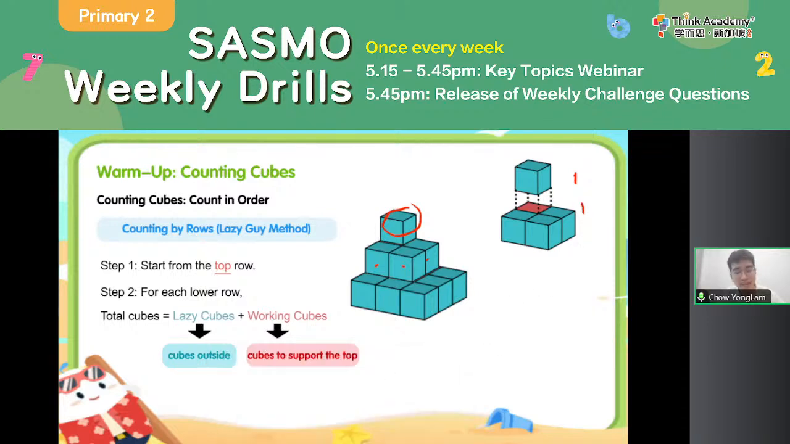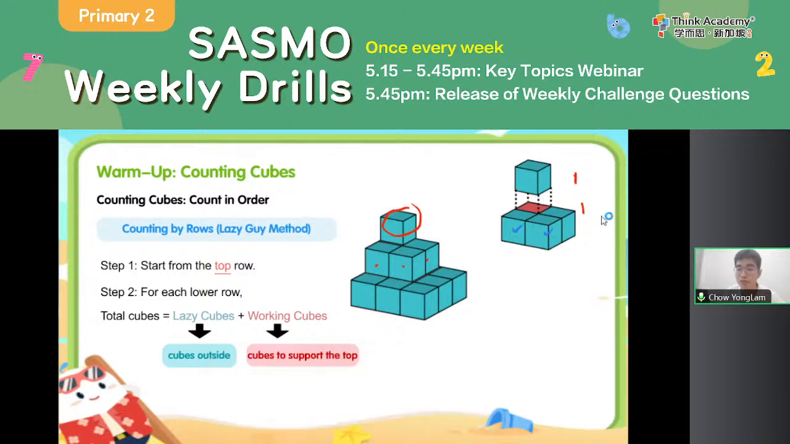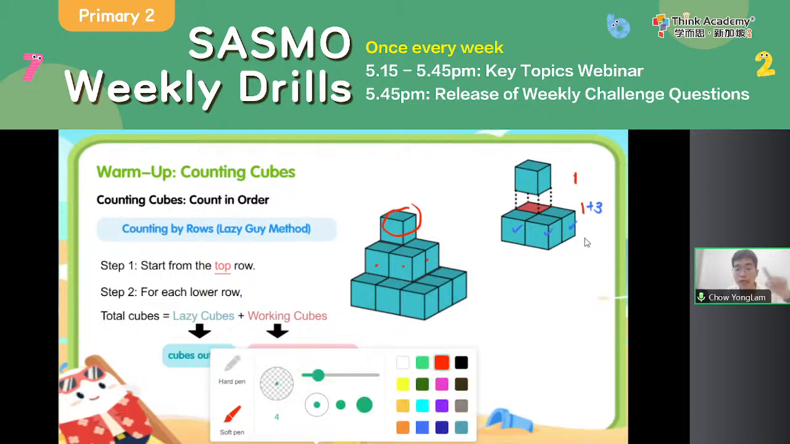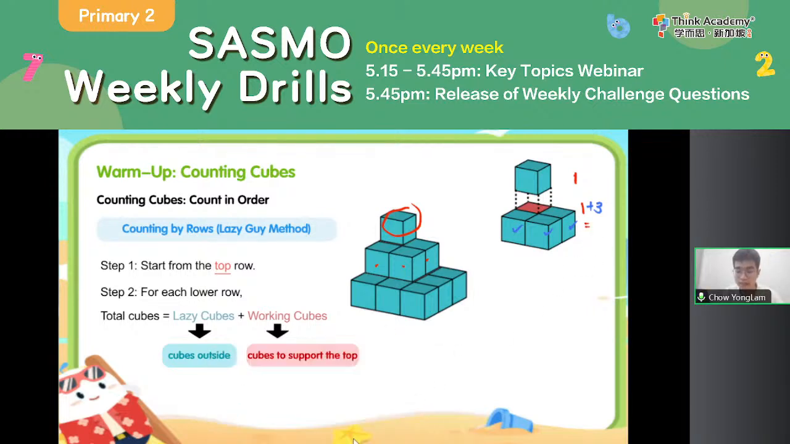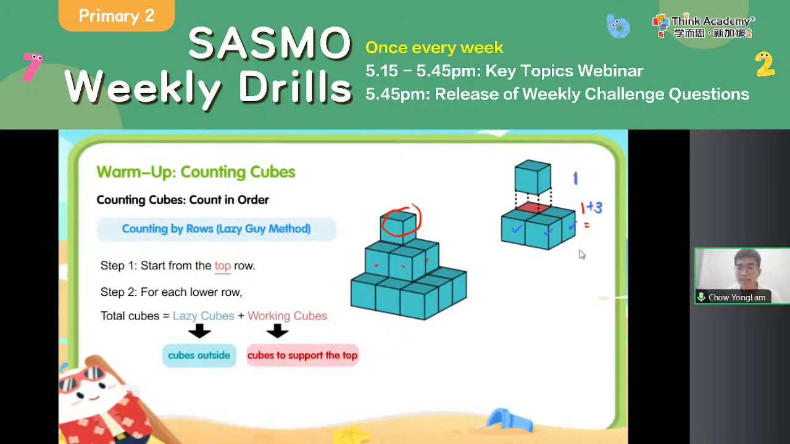And then for the cubes that are lazy, we have one, two, three lazy cubes. So if we add up the working cubes and the lazy cubes, we will have four cubes in the second layer. Four cubes in the second layer. So lazy cubes plus working cubes.